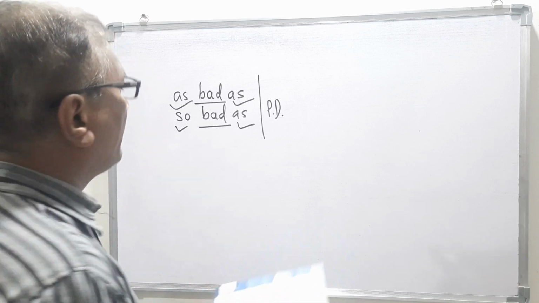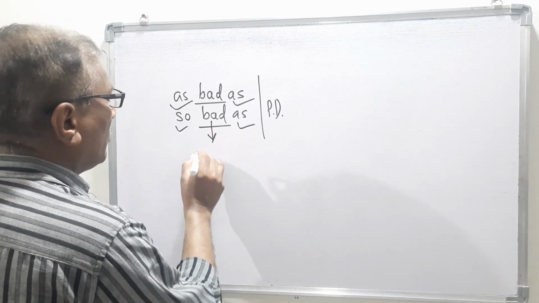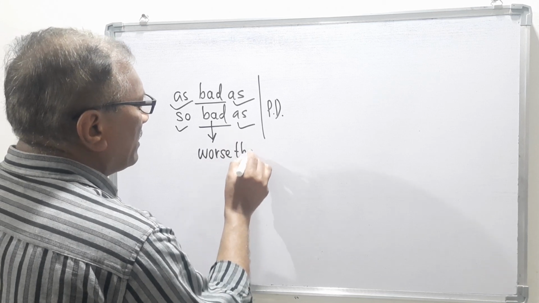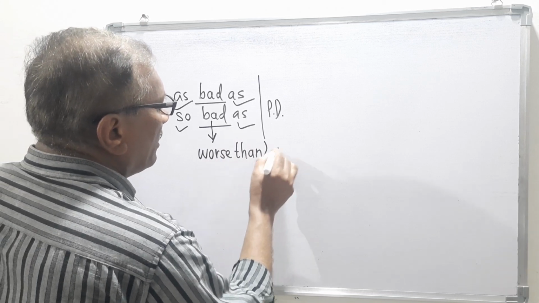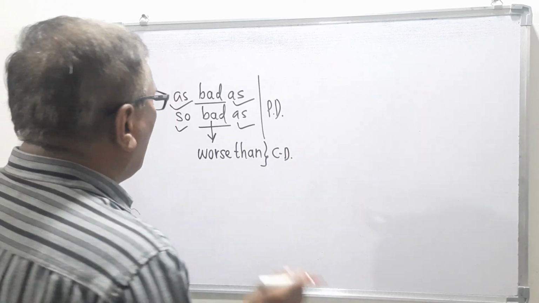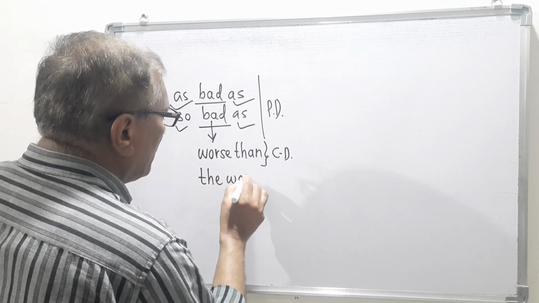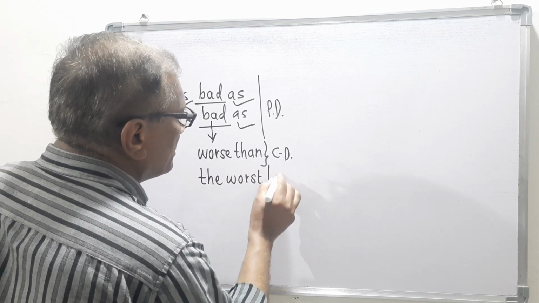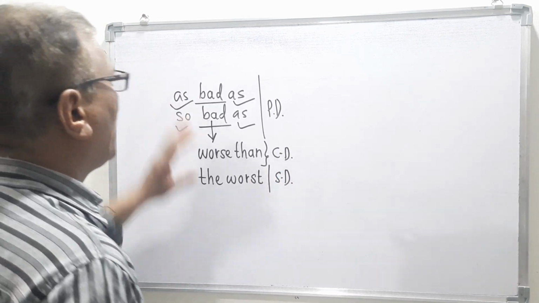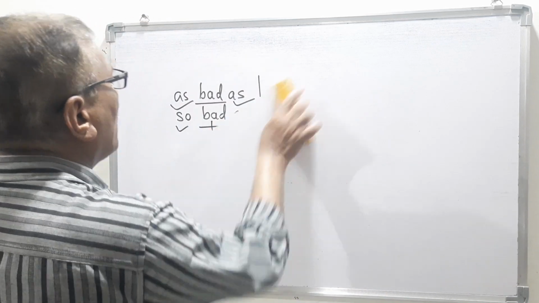Now we will make the CD form. So this bad will be worse, and then than. So worse than will be the CD form, and its SD form will be the worst. Remember, the worst. This is the SD form. So remember here, in this way we can make the forms of these irregular words.